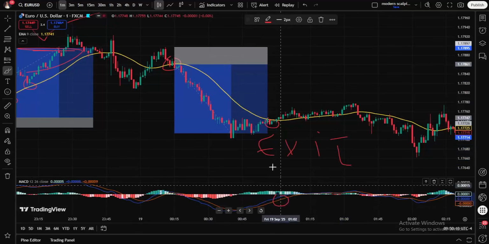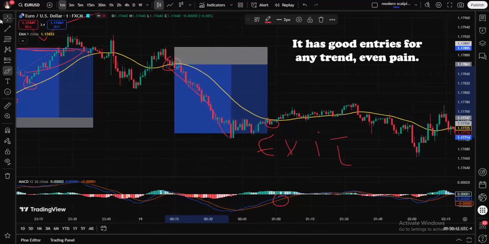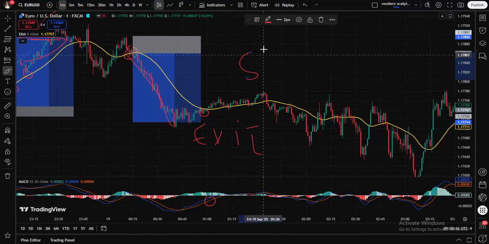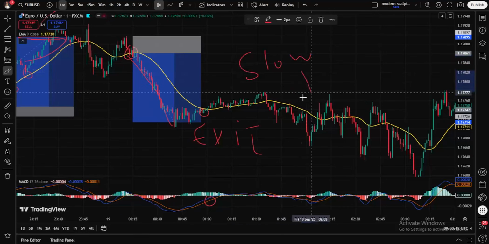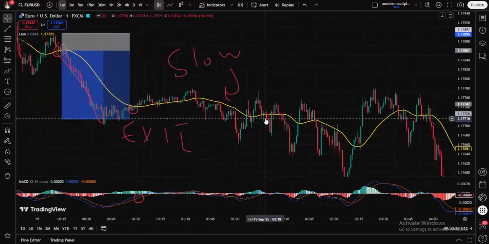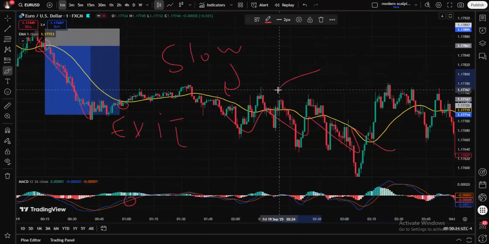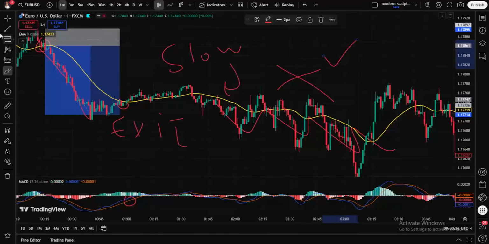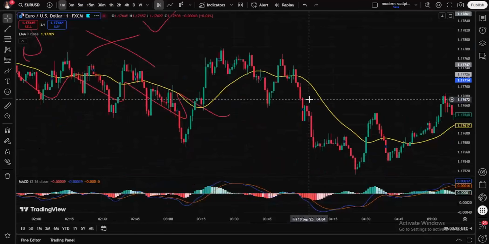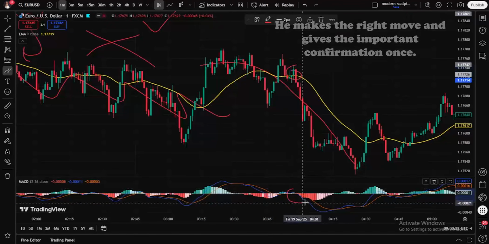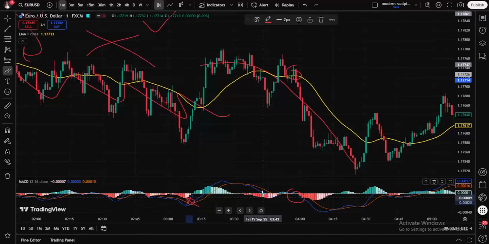The advantage of the EMA 21 is that it saves you from unnecessary entries. In a ranging market or when there is random volatility, the EMA 9 keeps going up and down and generates a lot of false signals. But the EMA 21 does not give signals until there is a real and stable movement. This will make the number of your trades less, but their quality will be much higher.